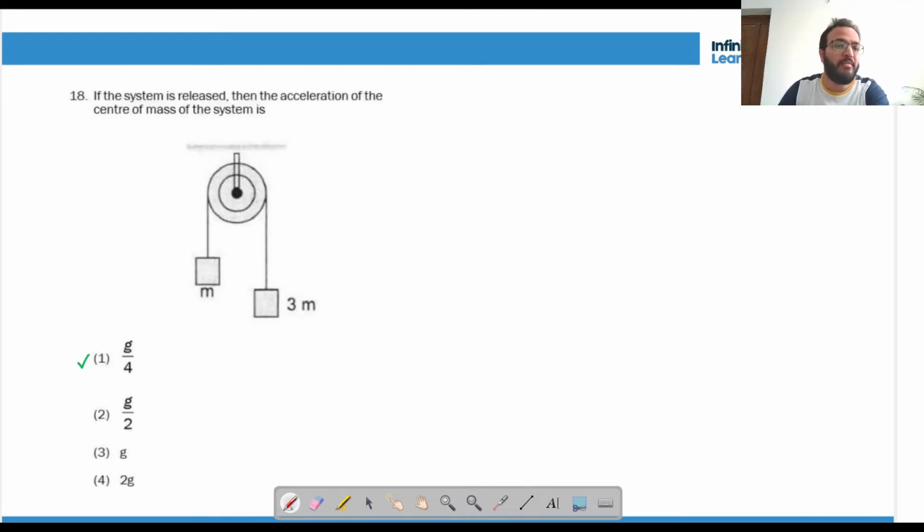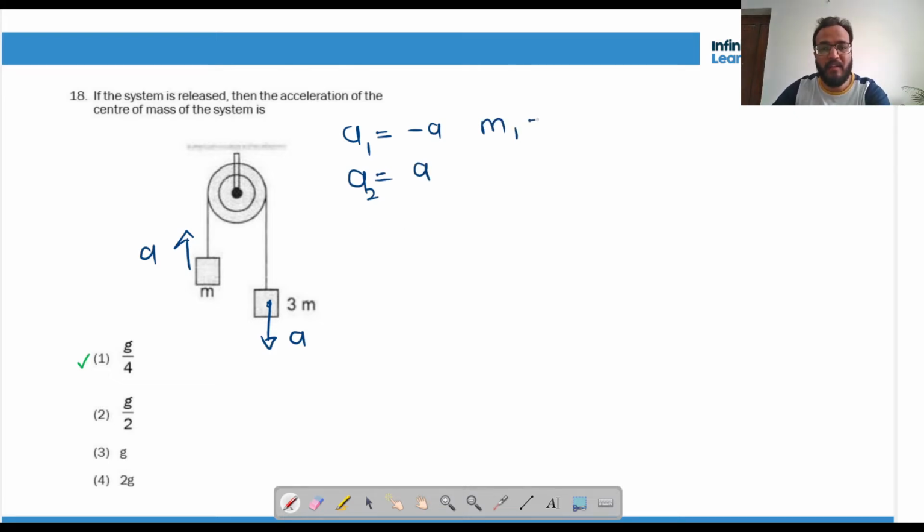18th question: if the system is released, then the acceleration of center of mass of the particles. This is very interesting. It is going down with acceleration a, it is going up with acceleration a. So I can say a1 is equal to minus a, a2 is equal to plus a, m1 is equal to 3m, and m2 is equal to m.